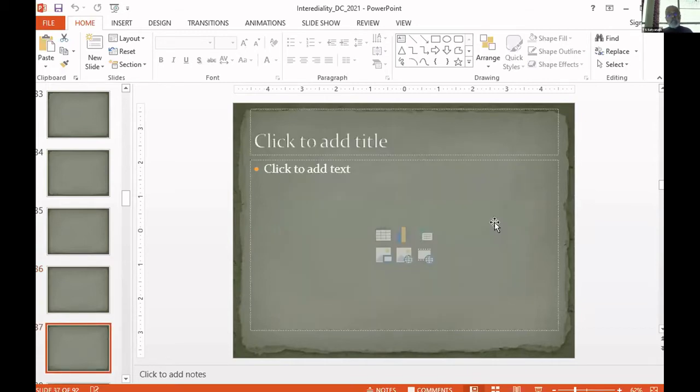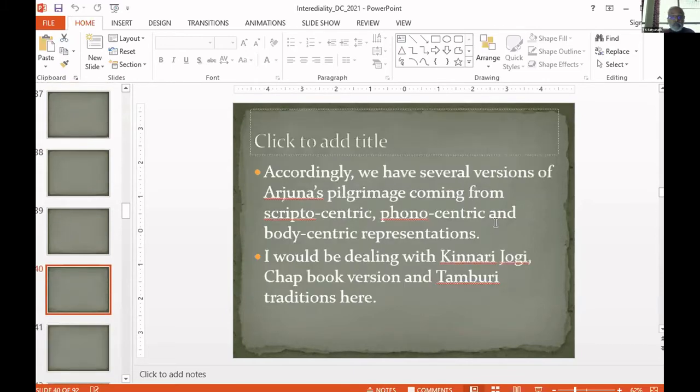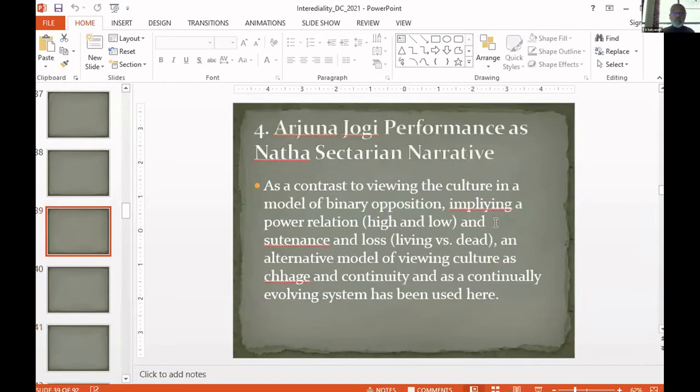The point that I am trying to make here is to show that it's quite possible there could be a different directionality of reading medieval transmediality, not using the scriptocentric model, but using the phonocentric and the bodycentric models of approaching a text. Let me briefly go in.